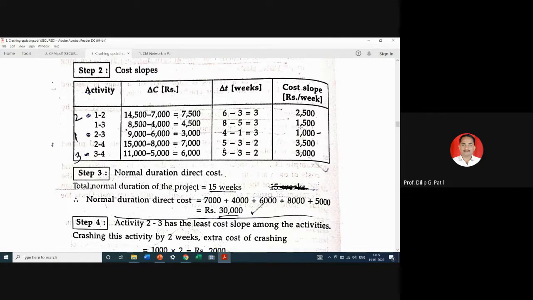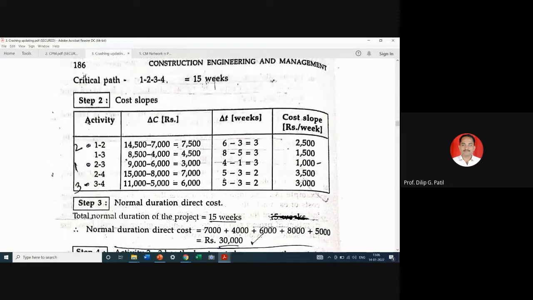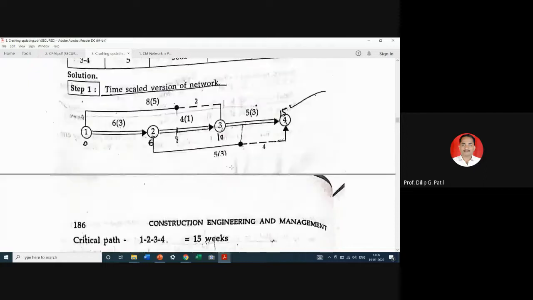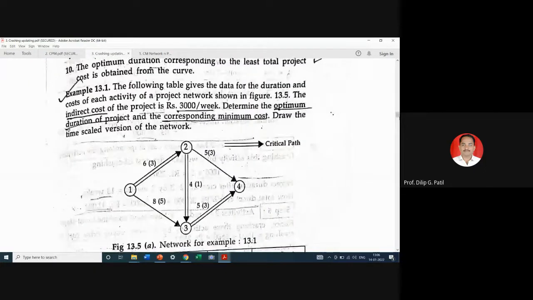till the condition where the extra cost of crashing per unit time was less than 3000, the total project cost was reducing. But afterwards, when the extra increase in cost per unit time was more than 3000, that is the indirect cost, at that particular place the total project cost started increasing.